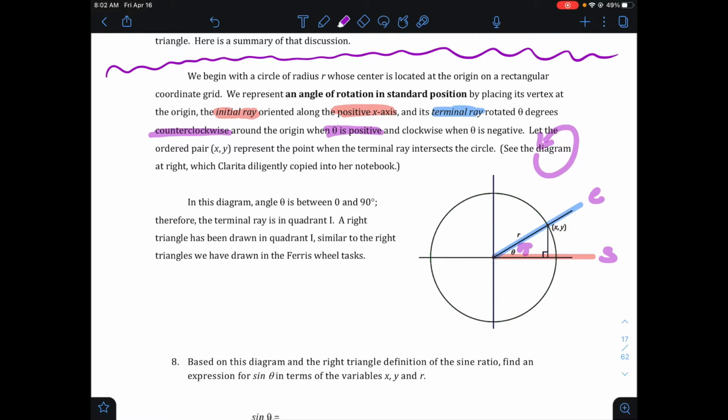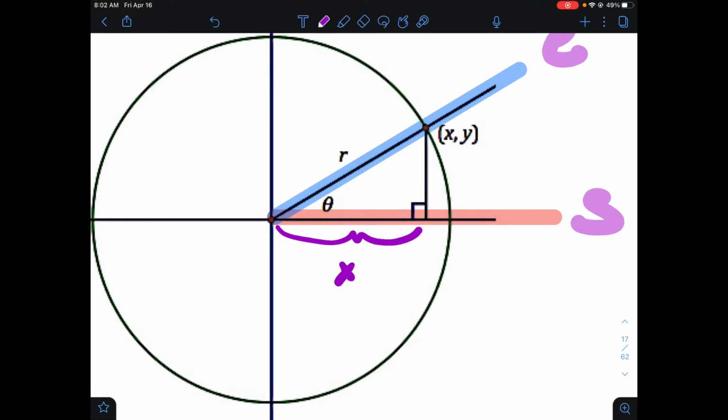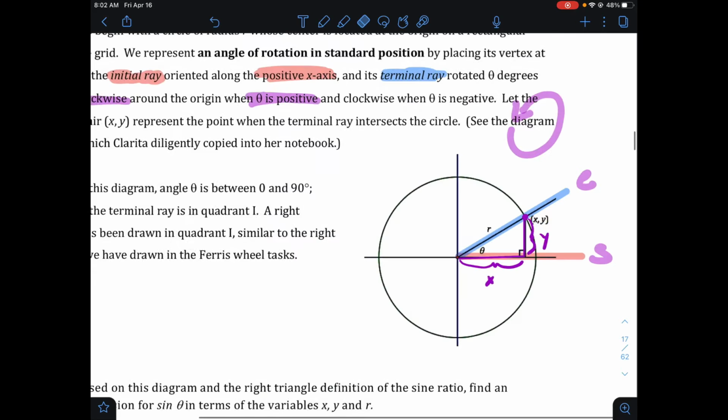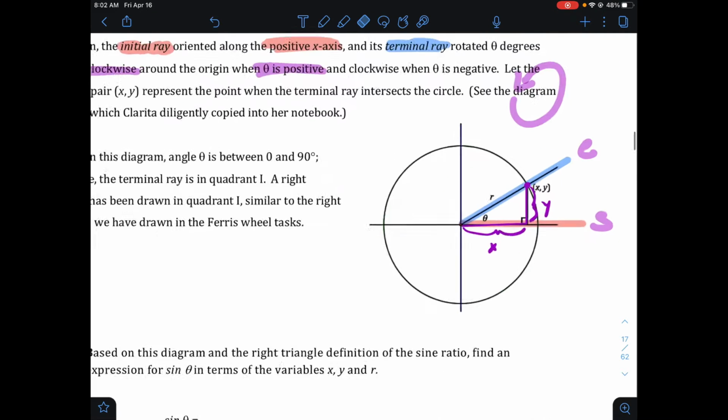And then the x and the y value represent a point on this circle. So if we were to examine this triangle here, this guy right here is your x value, and this guy right here is your y value, right? Because this point is x units this way, y units this way. So your adjacent side is your x value, and your opposite side of theta is your y value, all right? In this diagram, angle theta is between 0 and 90.